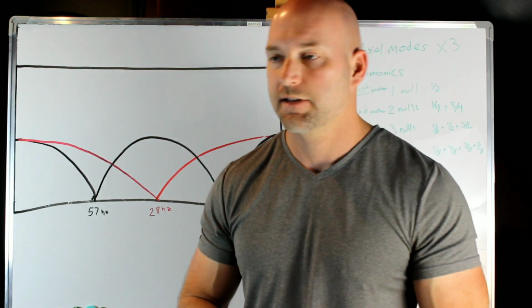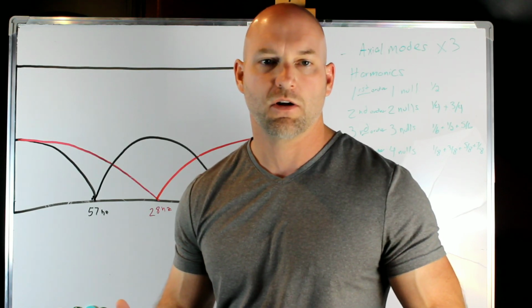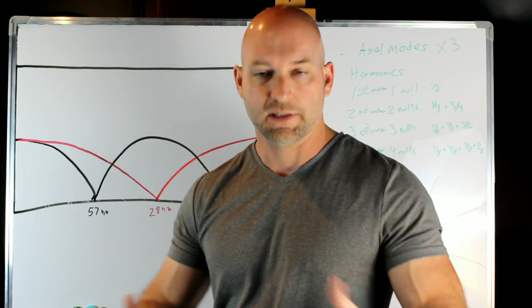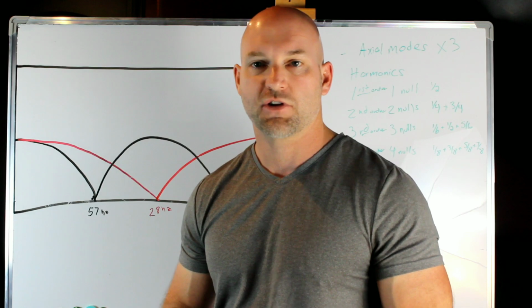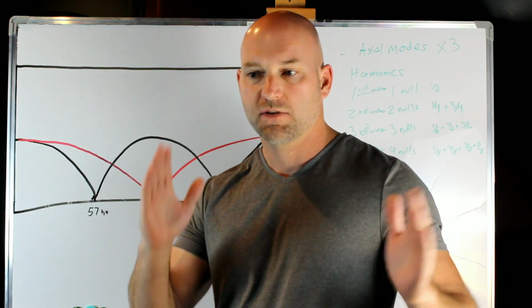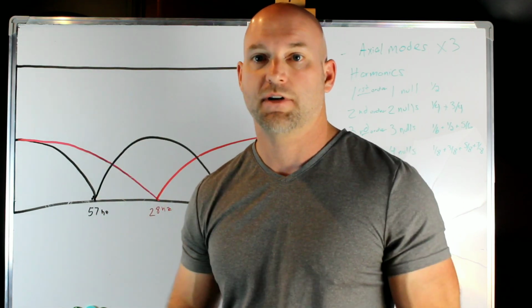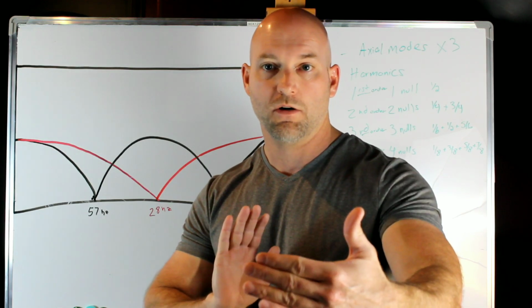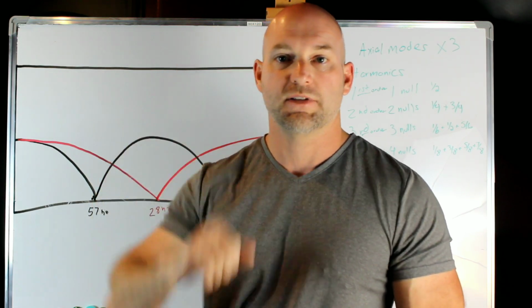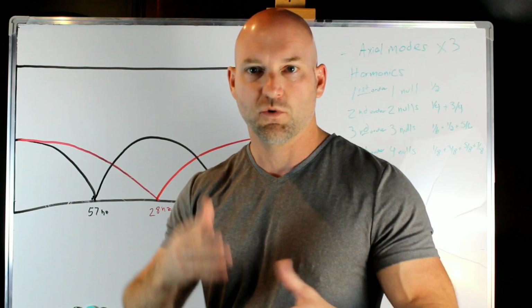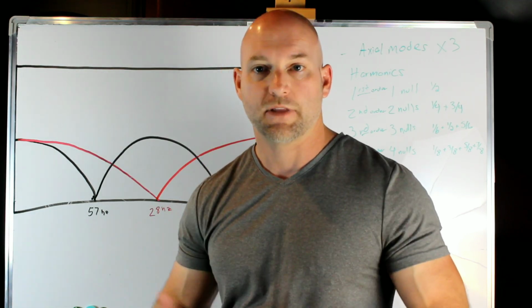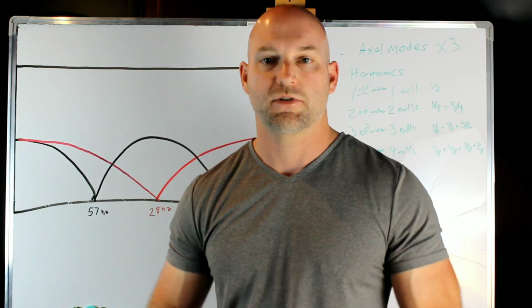So the room modes are also called axial modes, or at least the ones between parallel surfaces. And you're going to have some between your side walls, some between your front wall and rear wall, and some from the ceiling to the floor. So that's 3 axial modes, or 3 different axes that they will exist on as long as those surfaces are parallel.